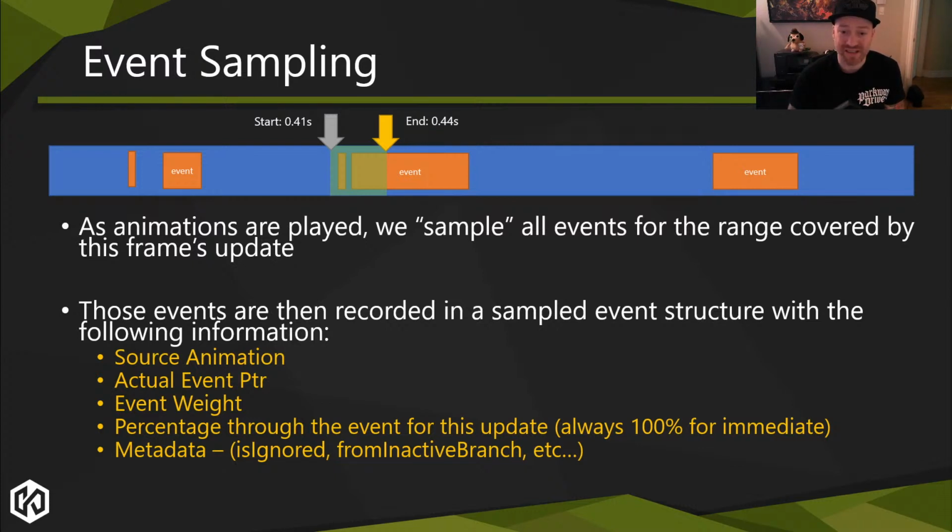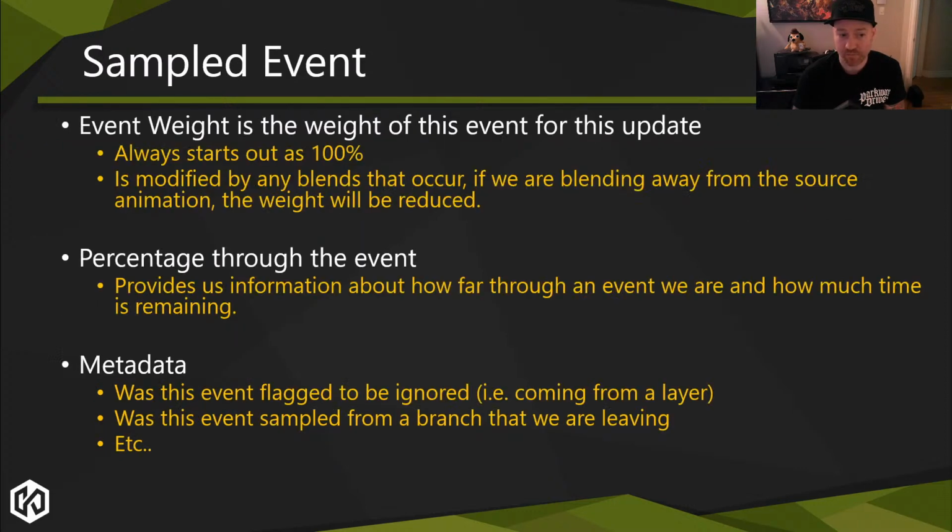And the sampled events basically have some additional data. They have what animation did this event come from? What's the event pointer, like the actual data for the event, what does it contain? What's the weight of the event? What percentage through that event are we in? And some extra metadata, which I'll cover now.